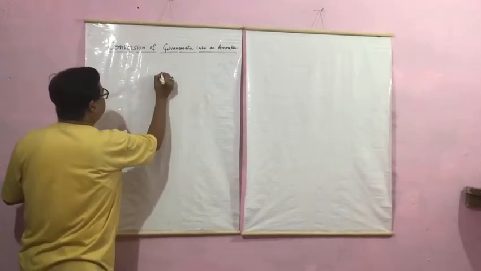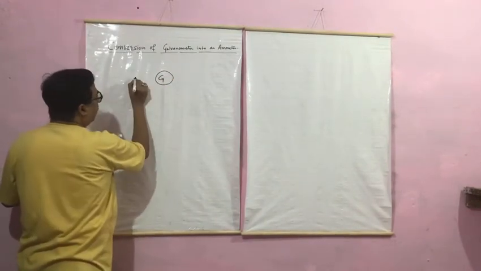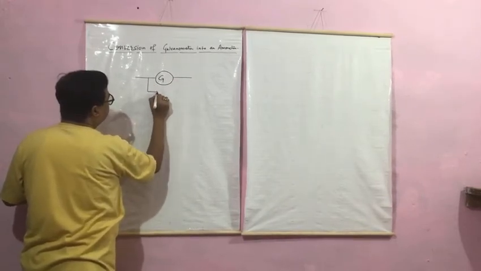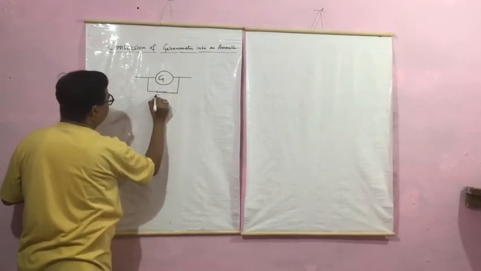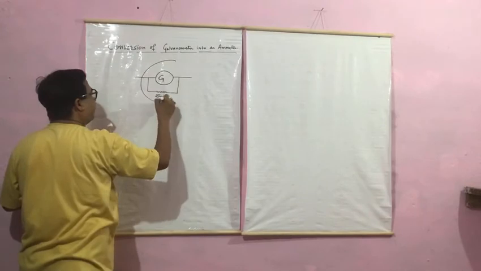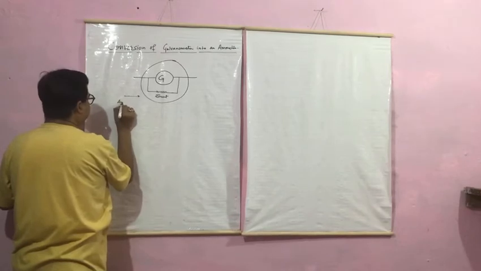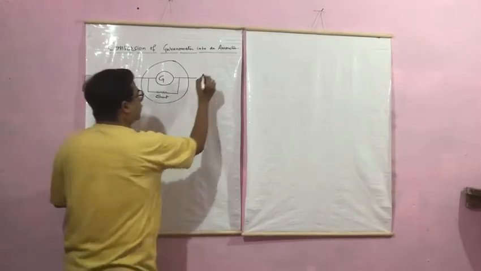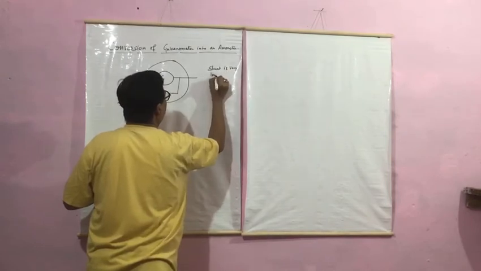If we take a galvanometer G, its resistance is G, and if we connect a very small resistance in parallel to the galvanometer, this is called a shunt, then this whole apparatus is called an ammeter. The shunt is a very low resistance.